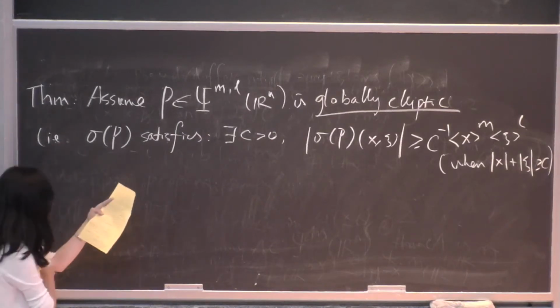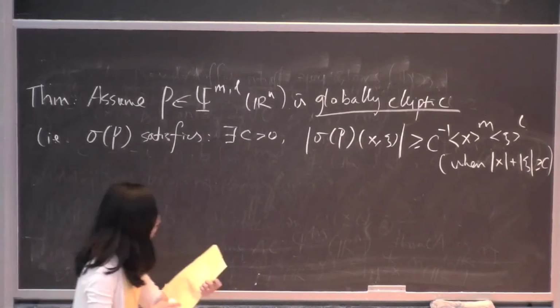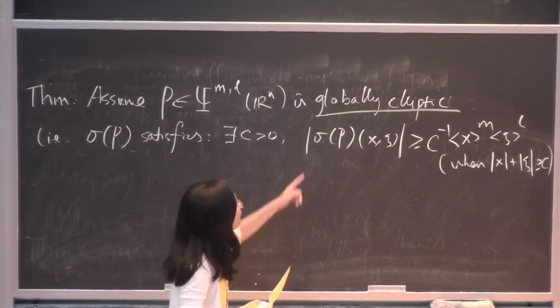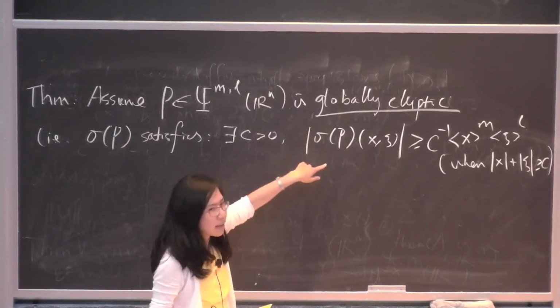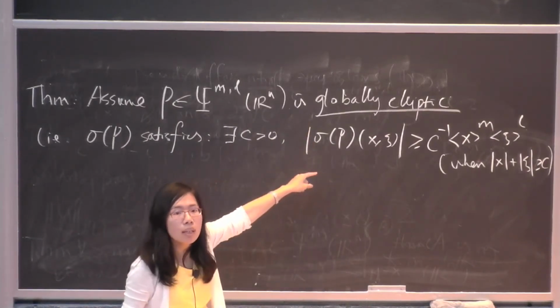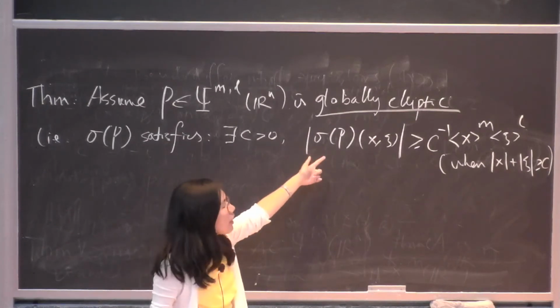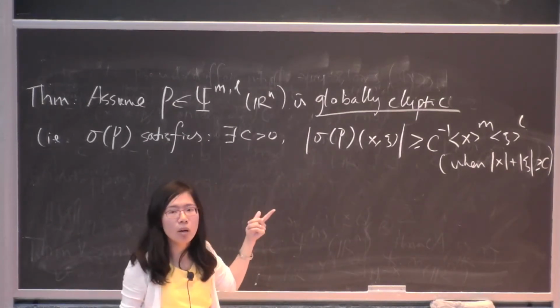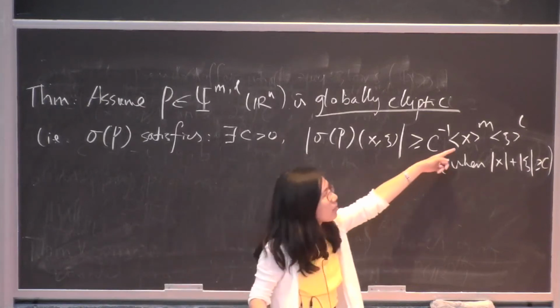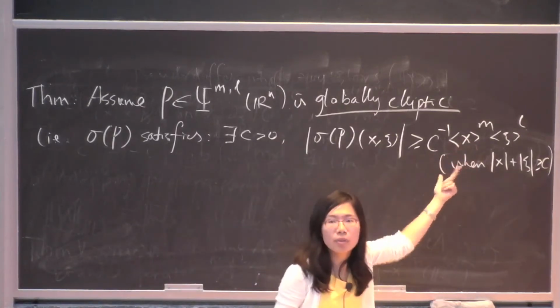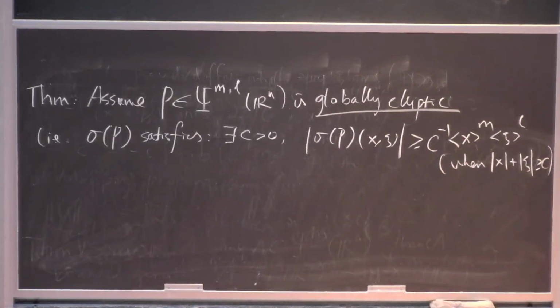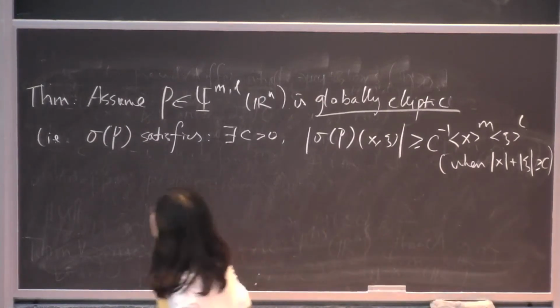All right, and I should also mention here that this globally elliptic definition is independent of the choice of the principal symbol. Again, the principal symbol is defined up to an equivalence class, so you have a lower order term. But the lower order term doesn't matter here because this is a leading order comparison. All right, so let me state my theorem.